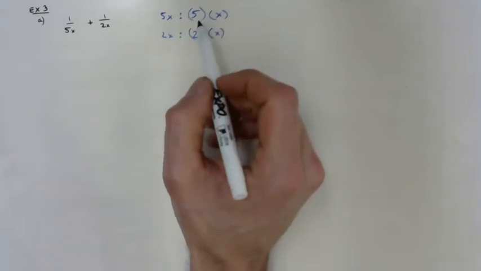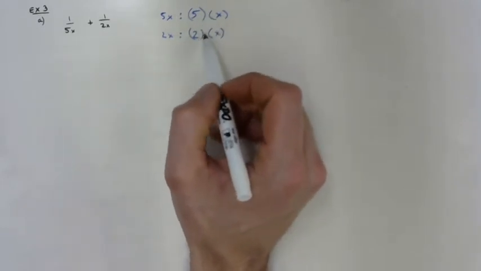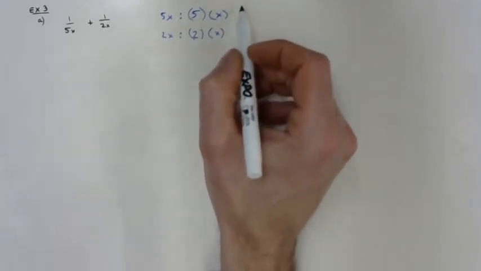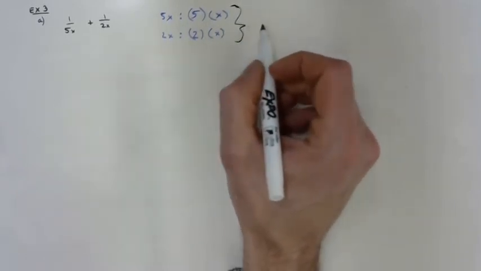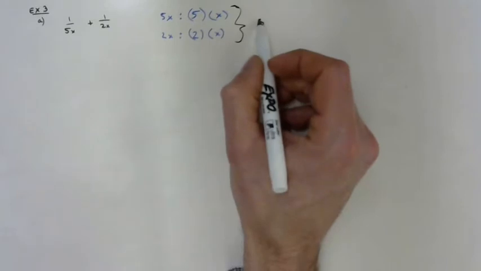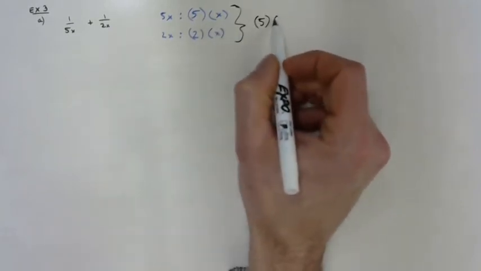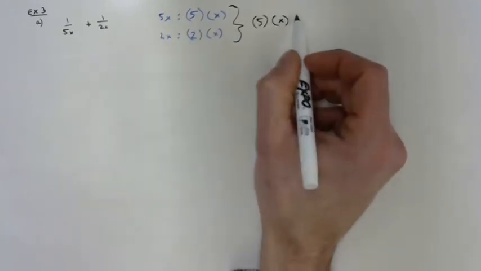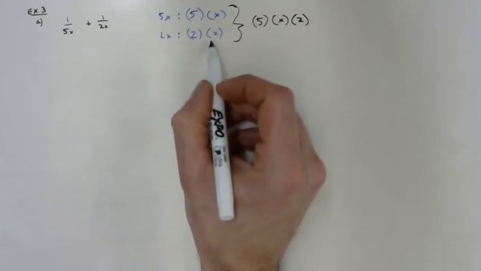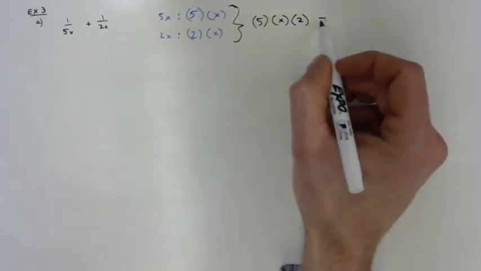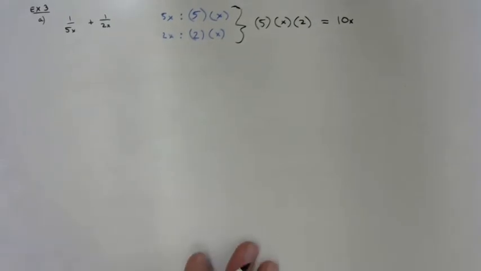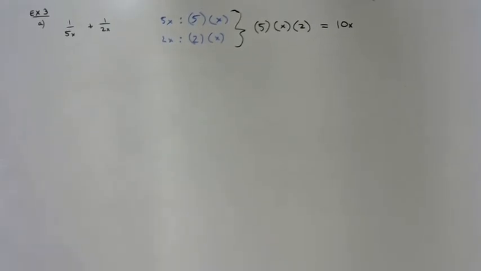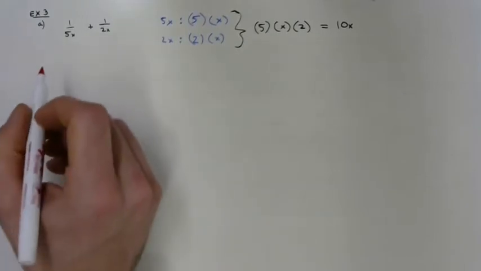So I need to look at all of the factors that are here and the factors that are here, and they need to be included in my new denominator. So my new denominator has to have a factor of 5, a factor of x, and a factor of 2, and it already has a factor of x. That's how you get the common denominator of 10x. We're going to do that again on the next one, so don't be so concerned that that was a bit quick.